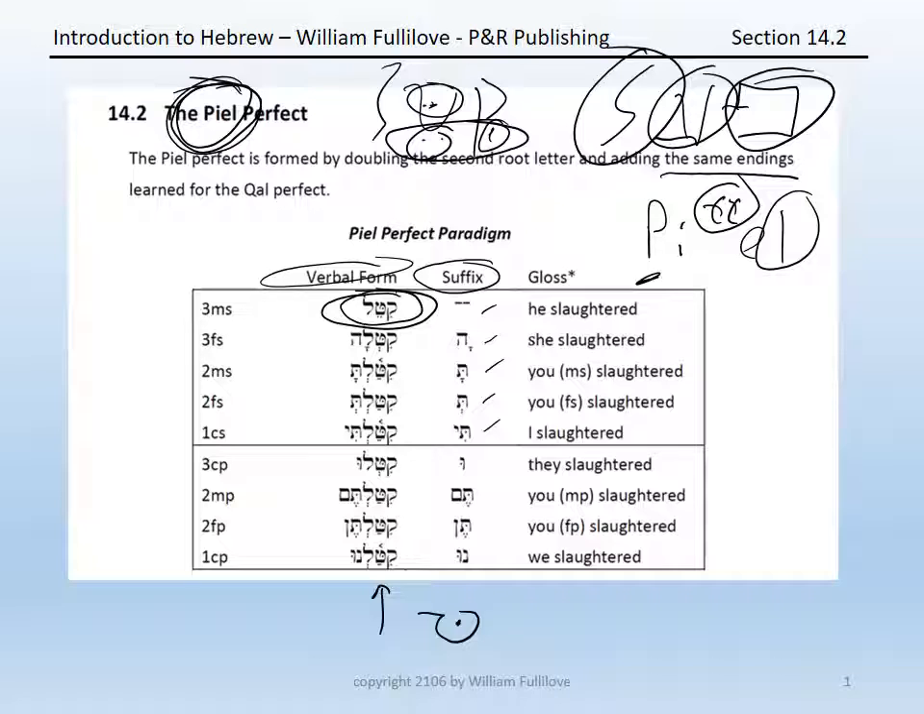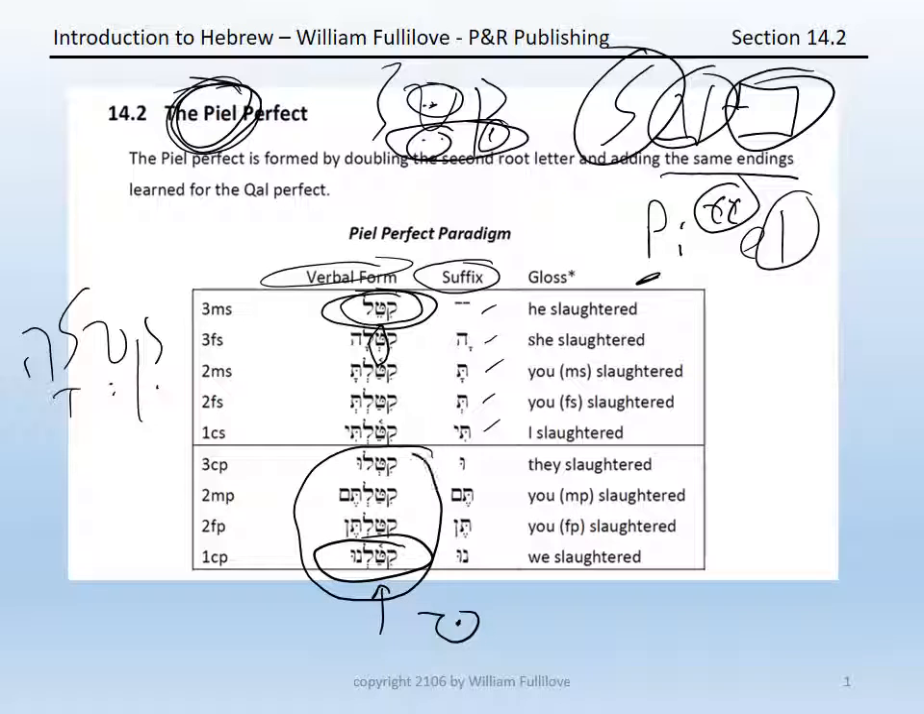You also should be aware that though it is not common, it can happen that the presence of the schwa under the second root letter would cause a loss of the dagesh. So it is possible, though not common, to see a form like this, which would still be a Piel. For the most part, you don't need to concern yourself with that exception. Just note the possibility. In most all forms, though, you will see a doubling of the second root letter as you see throughout this paradigm.